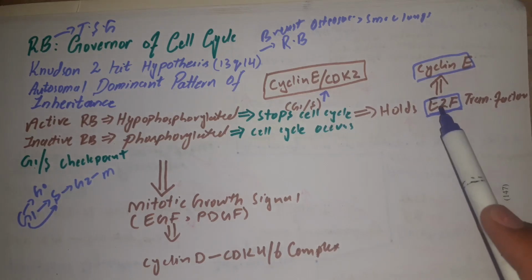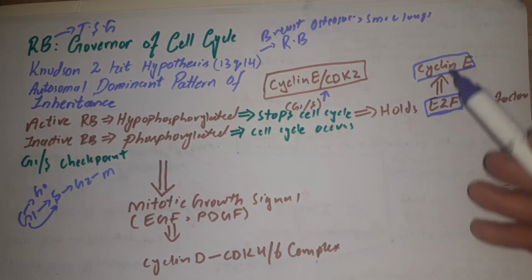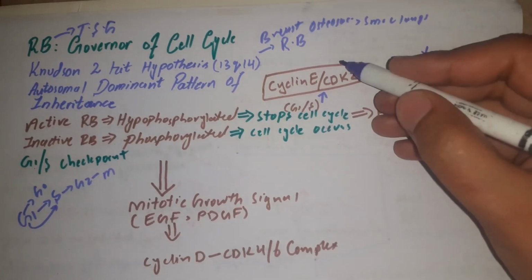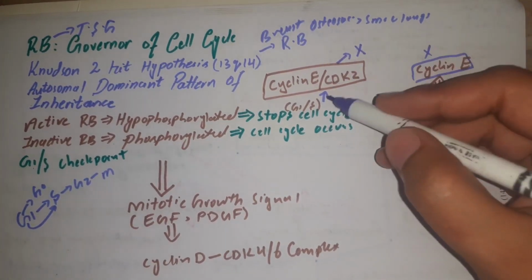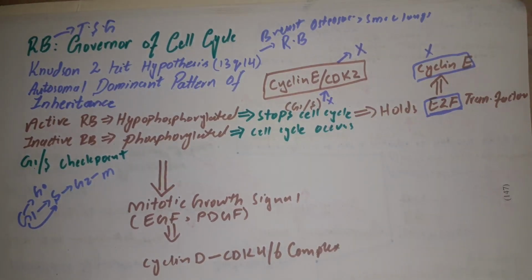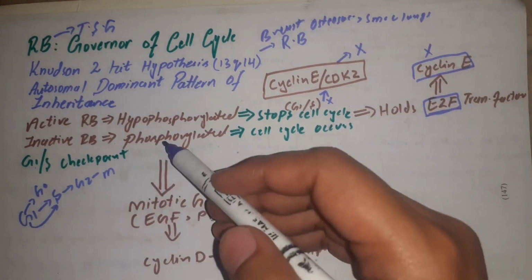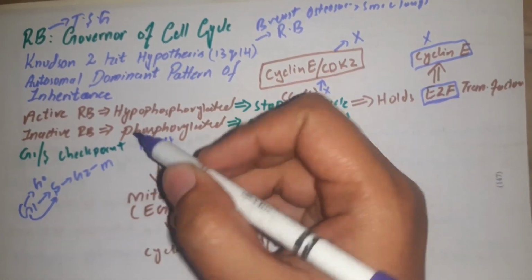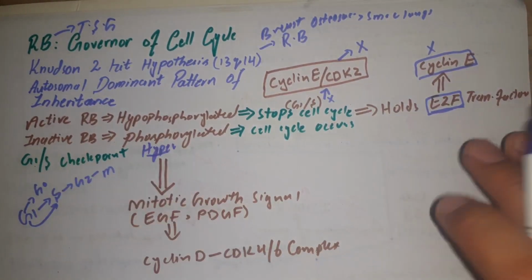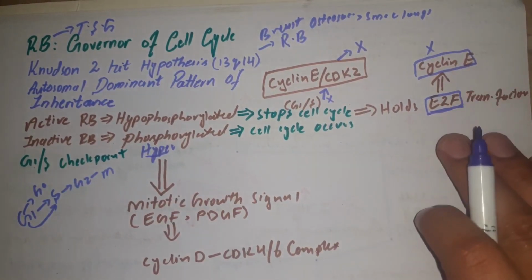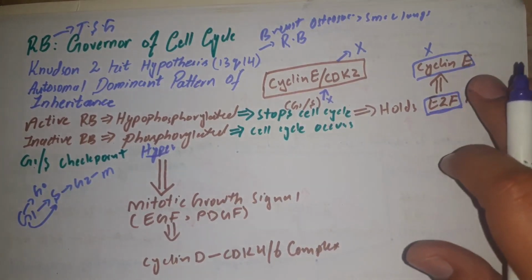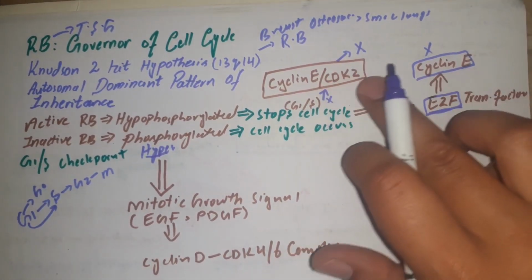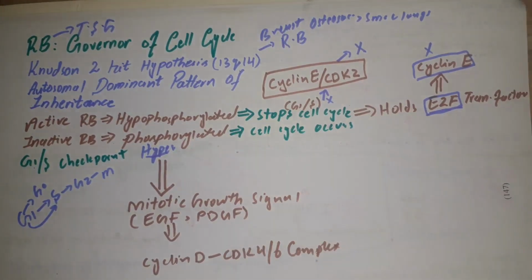When it holds this family of transcription factors, cyclin E is not produced, and when cyclin E is not produced, this complex is not formed, and when this complex is not formed, G1/S transition does not occur. Okay, so in its activated form, it leads to the down-regulation of cyclin E and stops the cell cycle. However, if it is phosphorylated or hyperphosphorylated, then it becomes inactive. When it becomes inactive, the E2F transcription factor is released, goes to the nucleus, and leads to the production of cyclin E. The cyclin E and CDK2 complex is formed and G1/S transition occurs.